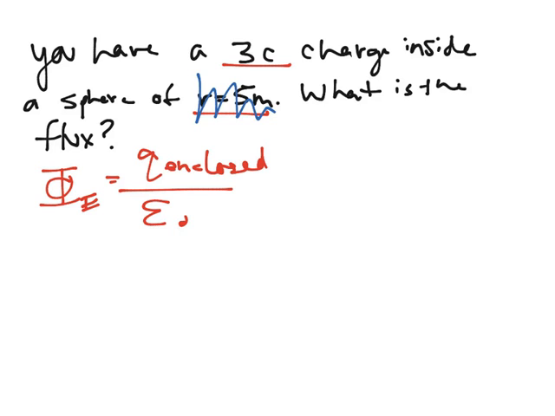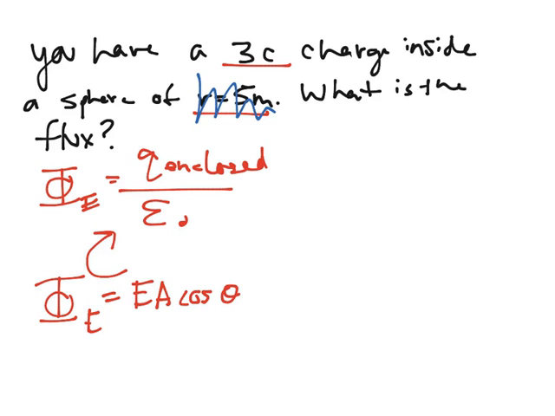You could go through and do the entire original equation, which, if you remember, is EA cosine theta, but you would end up getting the exact same thing anyway, and that is a heck of a lot more work to find all of the area on the outside of a sphere, so don't worry about it. So the moment you say, oh, that's something inside of something, Gauss's law.